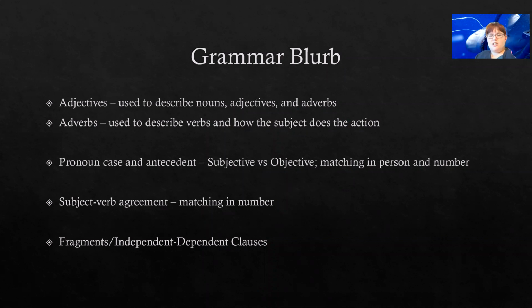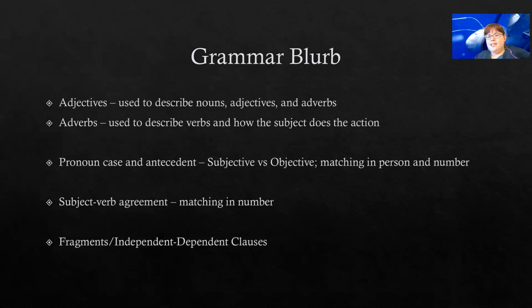So the first thing is adjectives. They're used to describe nouns, adjectives, and adverbs. They usually come before the thing that they're modifying, whereas adverbs will be used to describe verbs and how the subject does the action. So an adjective would be green. I'm describing something about that item. If I'm describing how something does something, so if I'm saying he walks quickly, I'm describing how he walks. With the adverbs, they will usually end in ly, except for a few rare cases. But the adverbs will end in ly, so you wouldn't say he walked quick, he walked quickly.